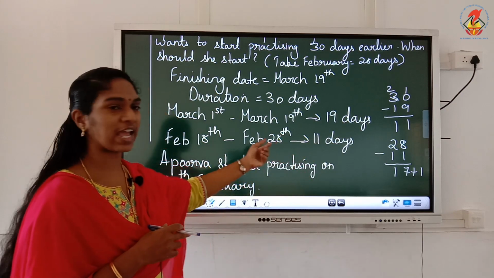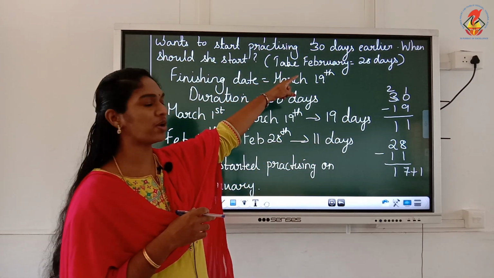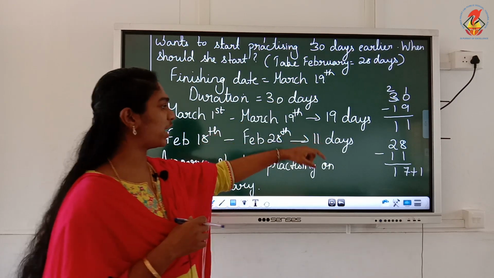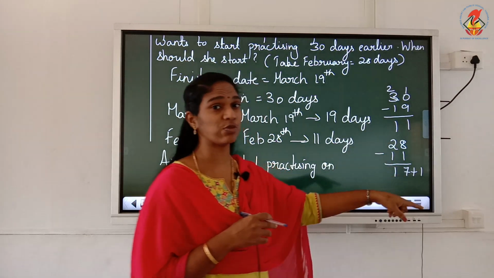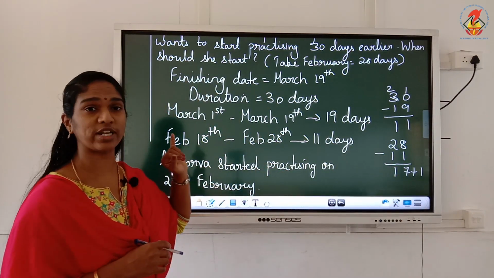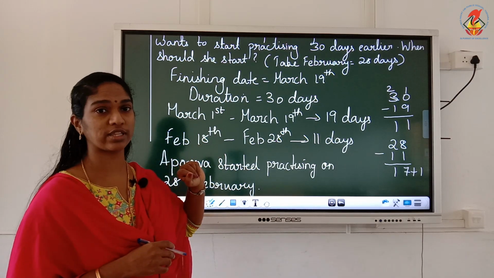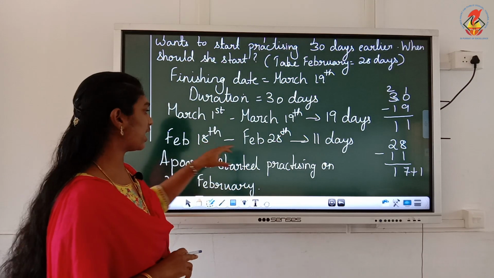These 11 days I have to find out in February. And since they have already told us you have to take February only 28 days, what will I do? I will take 28 minus 11, I will get 17 and then I will add 1. Why am I adding 1? Because when I subtract, this date won't be included in that. 18th won't be included in that. So, to include that 18, you will add 1. Okay. So, I will get 18.